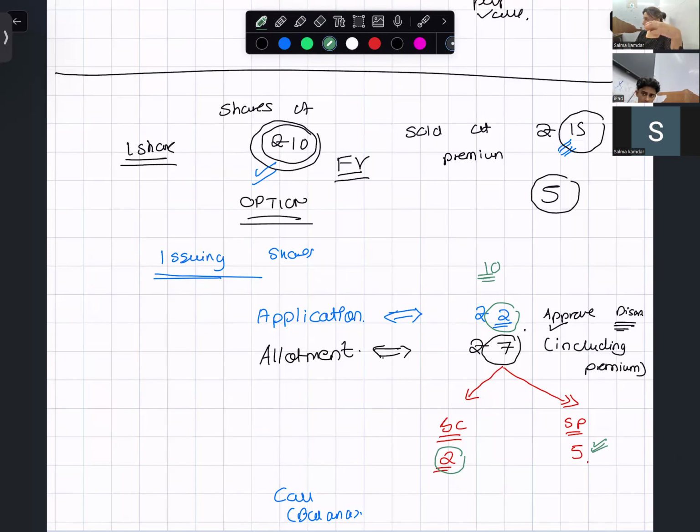So 10 minus 4 is 6. The balance money will be in call. The balance money, I will ask them later. I will say I will call for it, then you pay it to me. Are you with me? Okay.